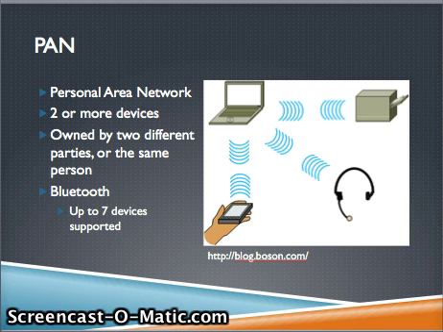An example of PAN technology is Bluetooth wireless networking. Bluetooth is designed as a cable replacement technology, allowing users to discard the serial and USB cables used by many of today's peripheral devices and rely on Bluetooth PAN for communication. Bluetooth PAN supports up to 7 devices in a single network.